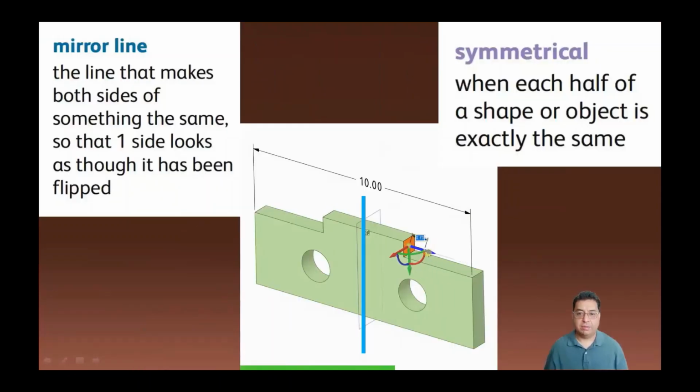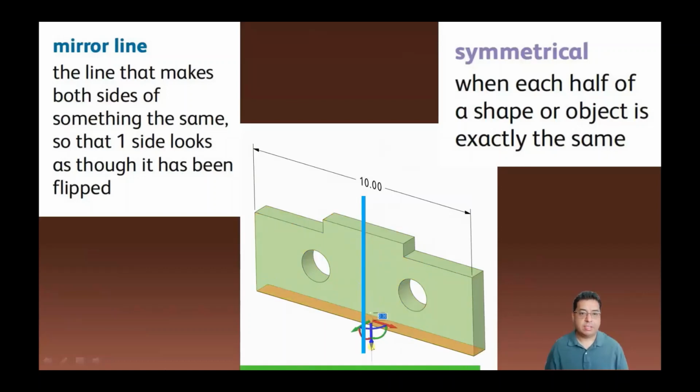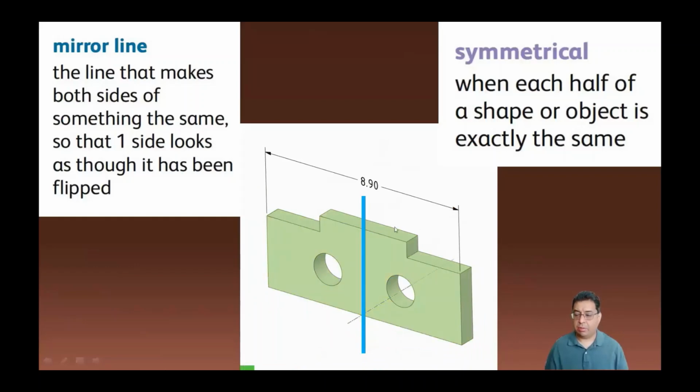So let's go over some vocabulary words now. The first word is mirror line. A mirror line is the line that makes both sides of something the same, so that one side looks as though it has been flipped. The other word we're going to talk about is symmetrical. And that means when each half of a shape or object is exactly the same.